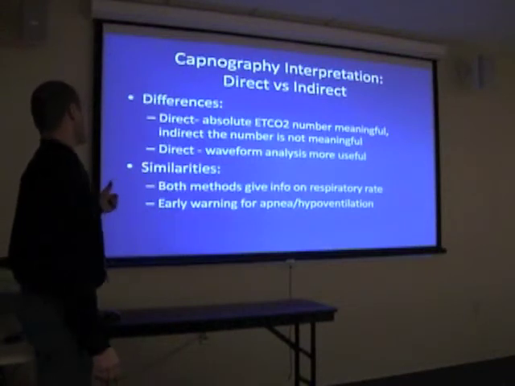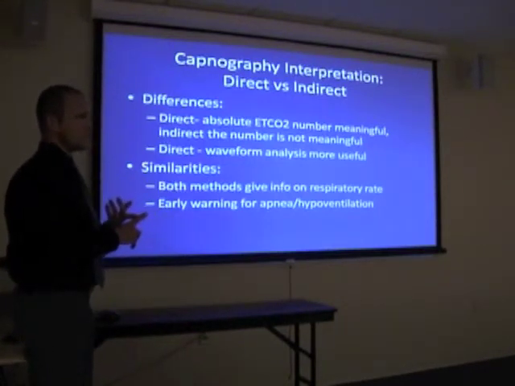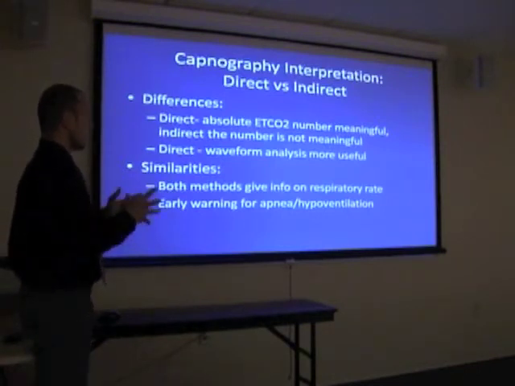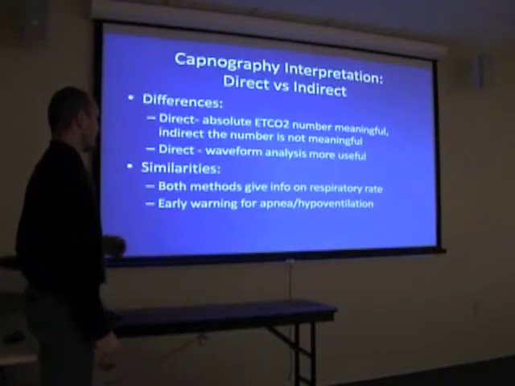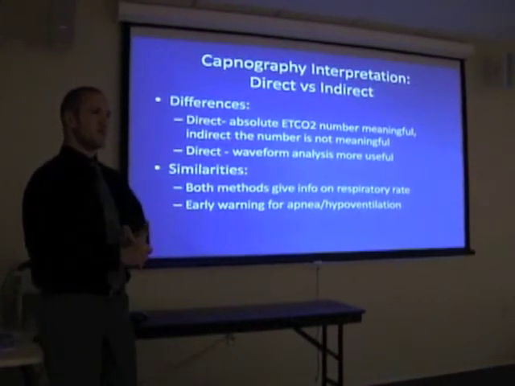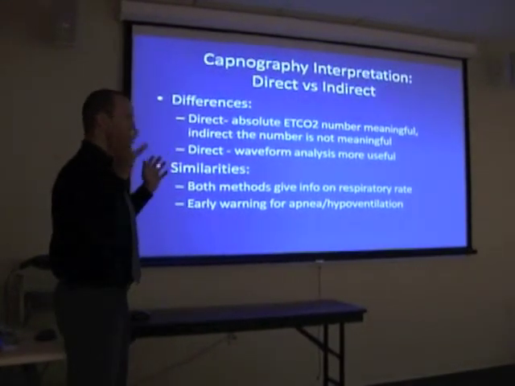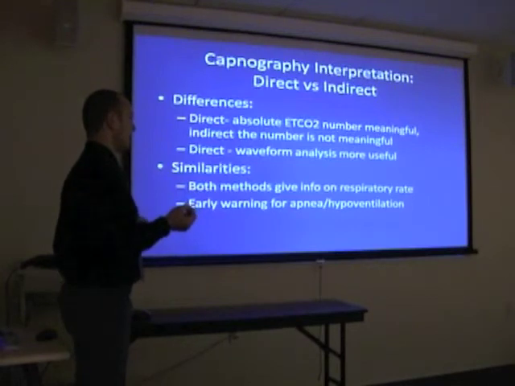So what are the differences in measurement? Our direct measurement, we can use the number, the absolute number, the waveform analysis, all to differentiate different medical issues or the adequacy of ventilation. Whenever you're measuring indirectly, the number is really not meaningful because you're just getting a broad sample from air as well as what the patient is expiring. So the number is not definitive as far as what's going on with the patient.